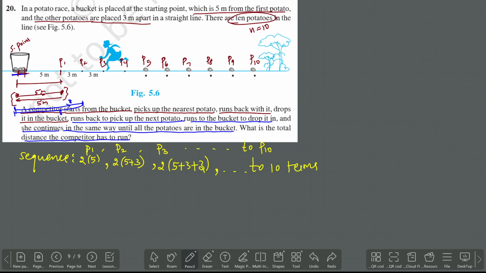Is it okay, children? Now, what is the sequence forming? 2 5s are 10. And here 8 2s are 16. And 22. It's going to 10 terms. 10 terms. Now I'm going to check this.